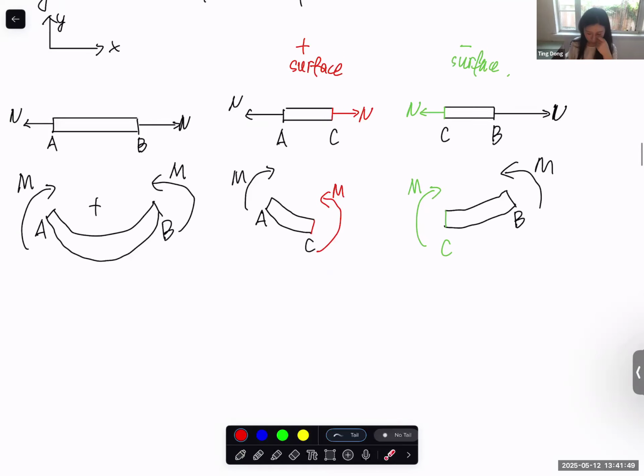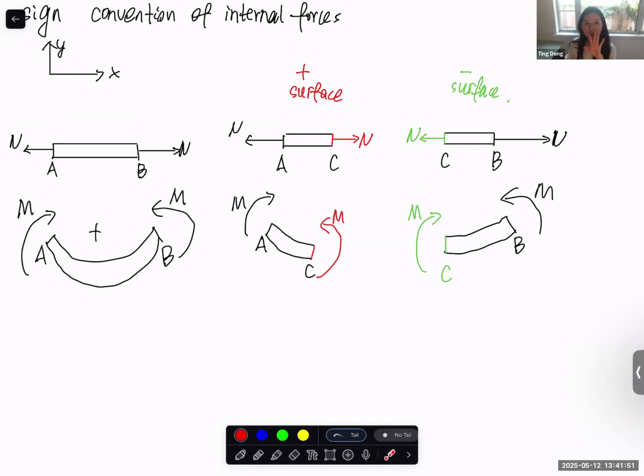So again, as you can see, the internal force really does not follow the coordinates. It's not always positive in the positive direction, because now you can see that on this negative surface, the negative x direction is a positive internal normal force. This is a positive internal normal force. And the same thing here is counterclockwise, but on this surface, this is a positive bending moment, right?